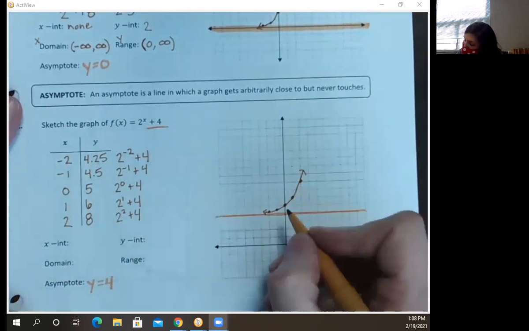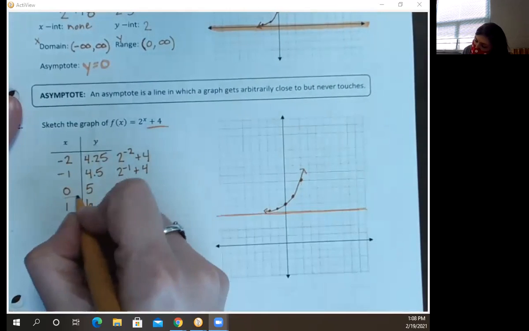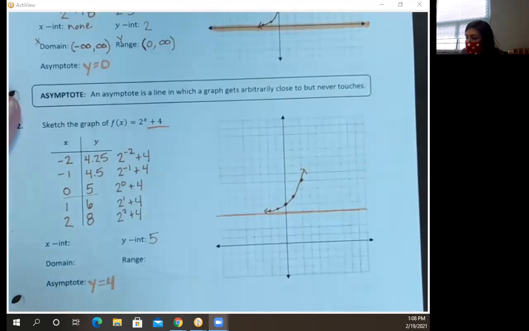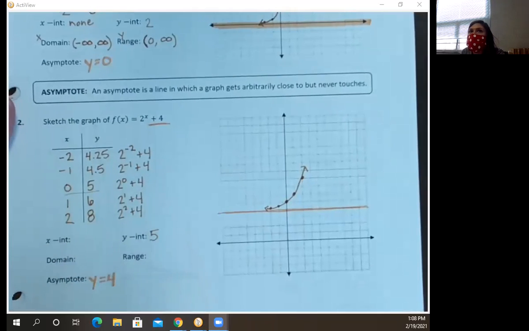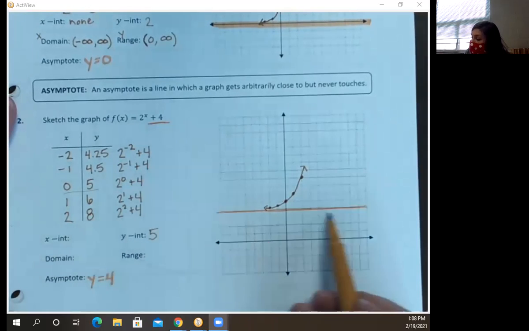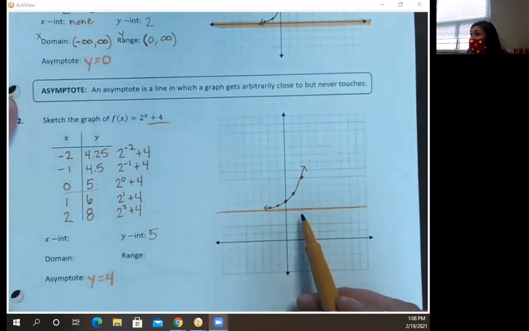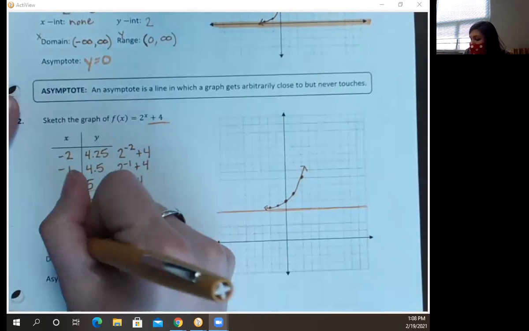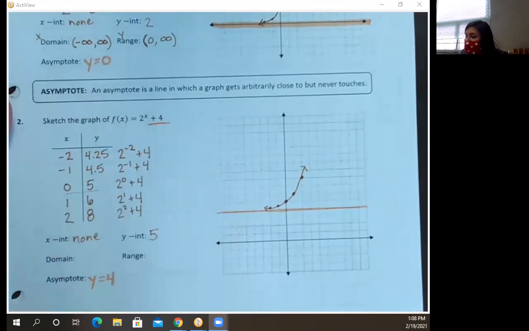Our y-intercept we can see on our graph and in our table. It's at 5. What about an x-intercept for this thing? Why will there not be an x-intercept? Yeah, our asymptote this time is all the way up at 4. We can't even get past 4. There's no way we're getting all the way down to the x-axis. None here for x-intercepts.